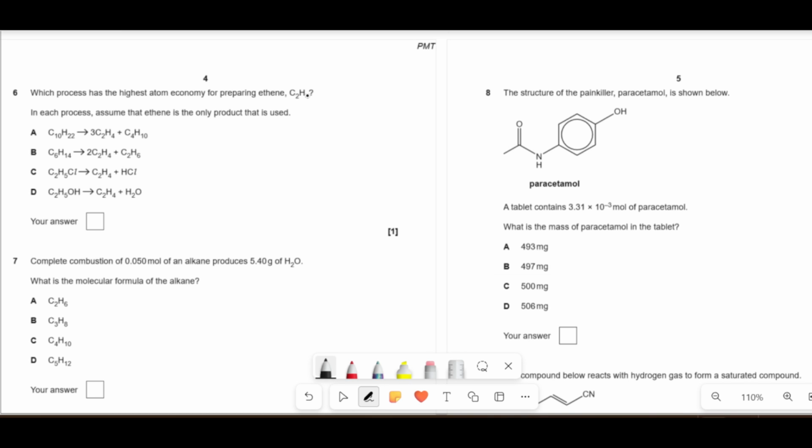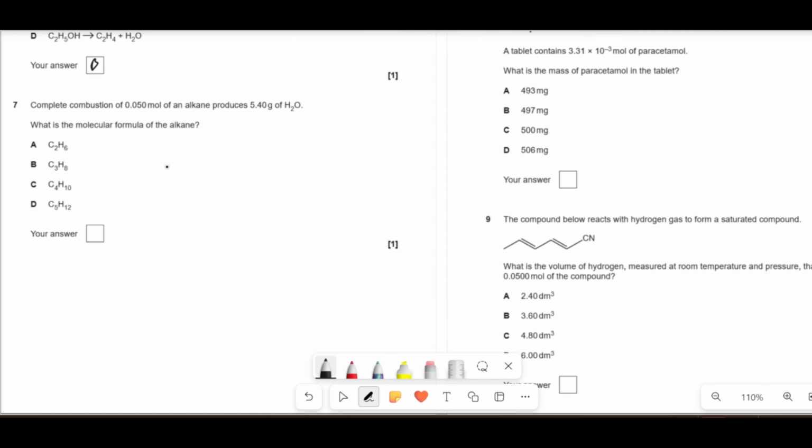So now, which one has the highest atom economy for making ethene? Remember, atom economy is where you've got your MR of the thing that you need or want over the MR of everything. So what I mean by that is the MR of this over the MR of this. Now, you can just go and calculate it rapid fire through all of these and you'll get it. Just for the sake of time, I'm going to skip ahead and do that. That's what I would do, so it's B.